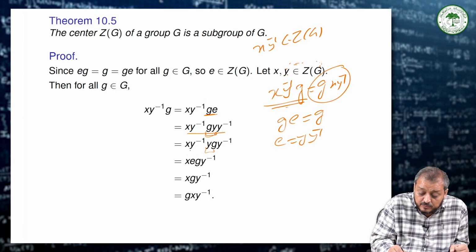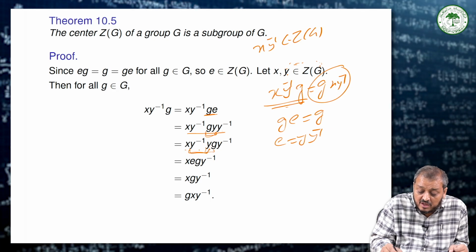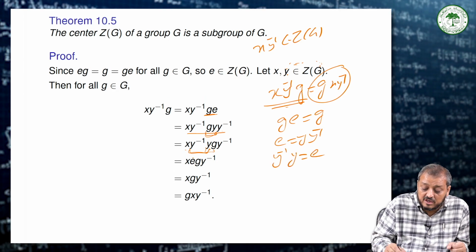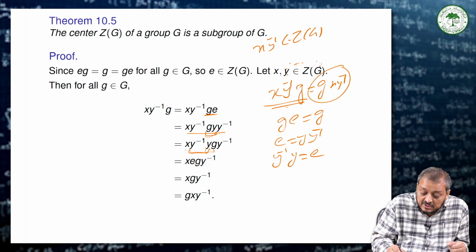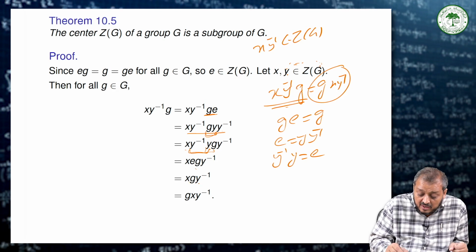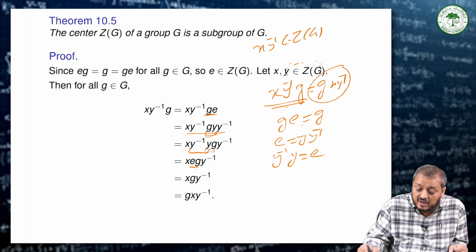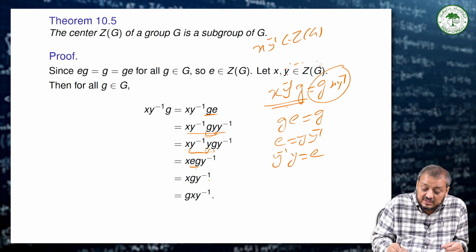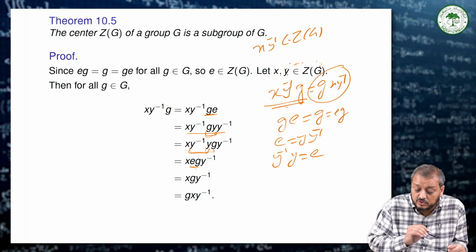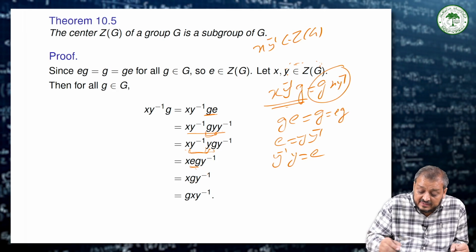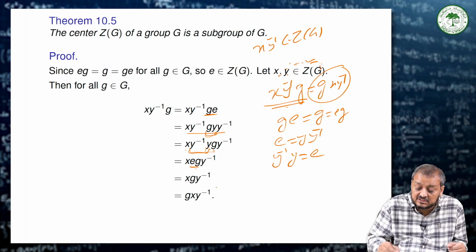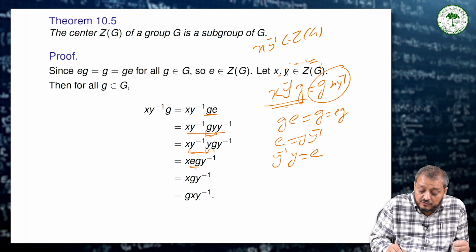Using associativity, Y inverse Y is again the identity element. So this is X E G Y inverse, which is XGY inverse, because EG is equal to G. Then X is again an element of ZG, so XG is equal to G times X. So we can say that this is G times XY inverse.